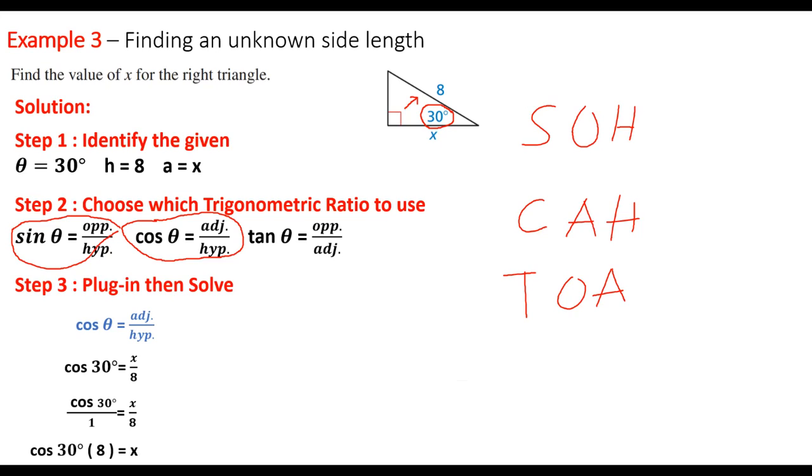So if you plug that in your calculator, you'll have x is equivalent to 4 square root of 3, or that is equivalent to around 6.93. So that is now the length of your adjacent side here, which is your x.